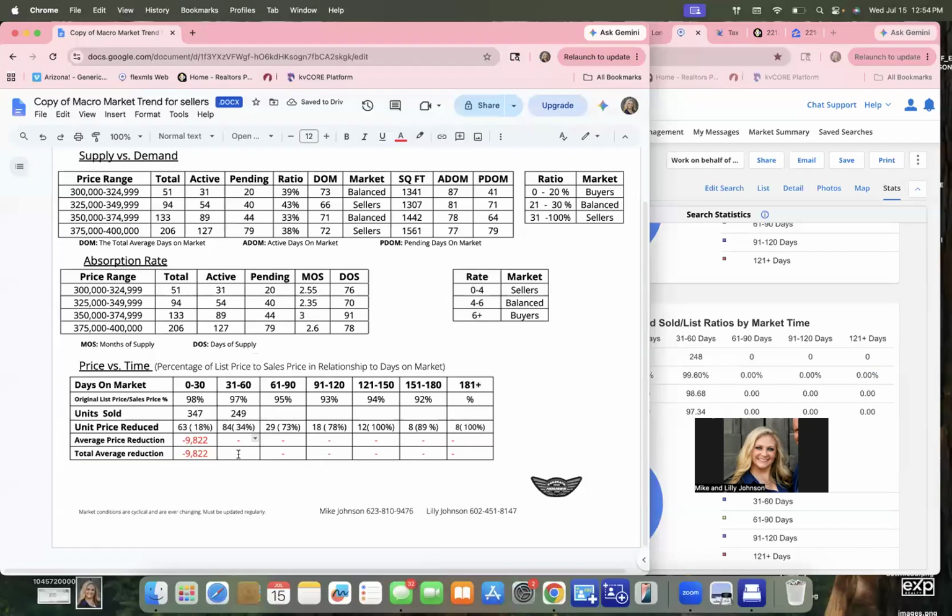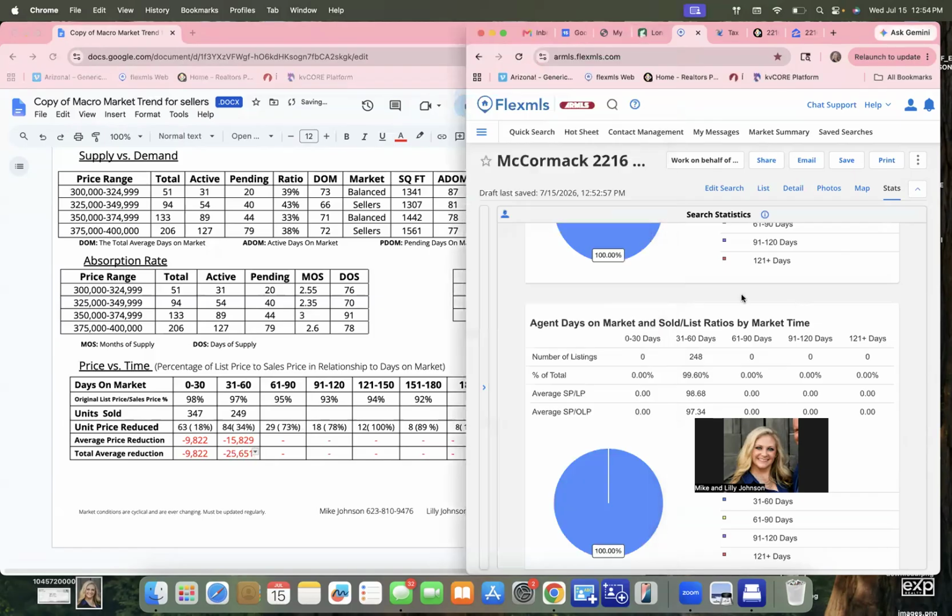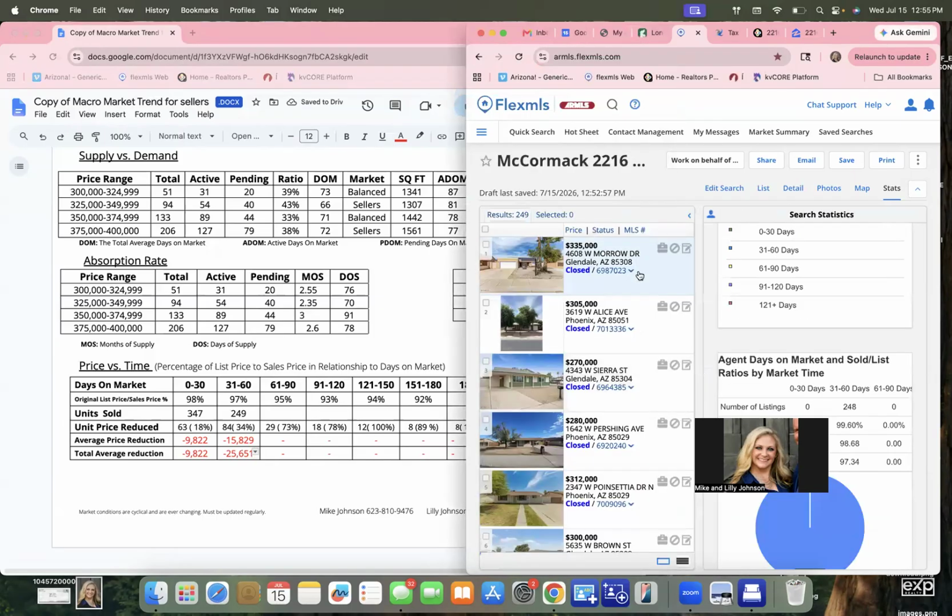Okay. So now this one, the average was 15,829. I'm going to add the 9,822. Okay. So that's 25,651. It's real money, people. Don't list too high. That's what you're really trying to get across.